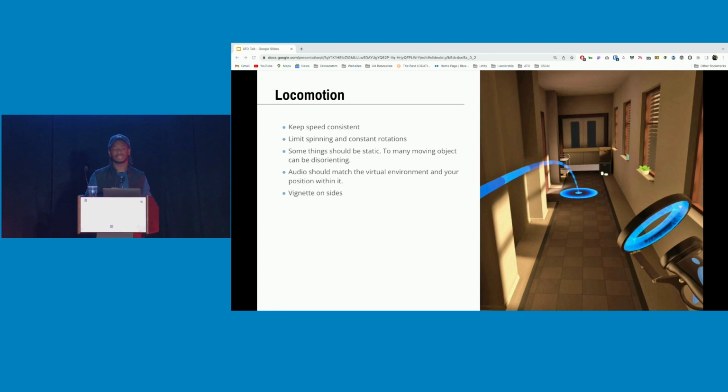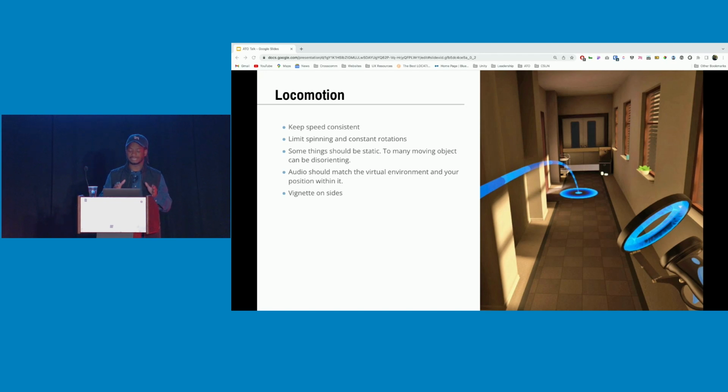But you want to be careful when you're designing what most people call locomotion. And there are a few things you want to consider. First, you want to keep the speed of things consistent and limit spinning and constant rotation. Those two things together are a huge recipe for what we call motion sickness. Now, all those who said earlier that they've used VR before, I'm pretty sure at one point you got very nauseous, you might have got motion sick, especially if you move too fast. And a lot of that has to do with the speed in which you're moving. So you just want to be careful and make sure you limit that.